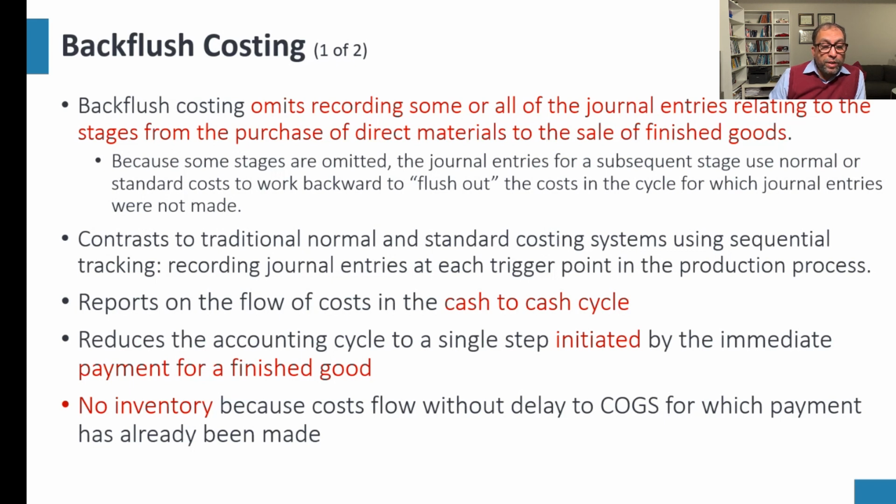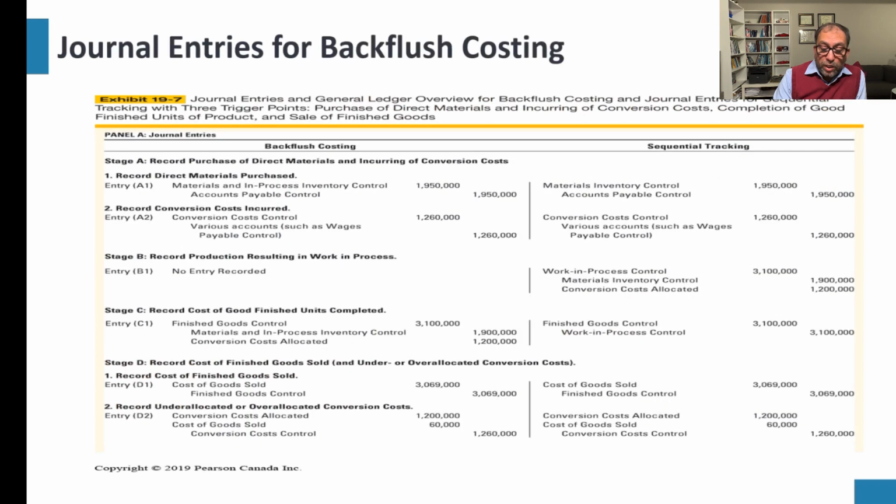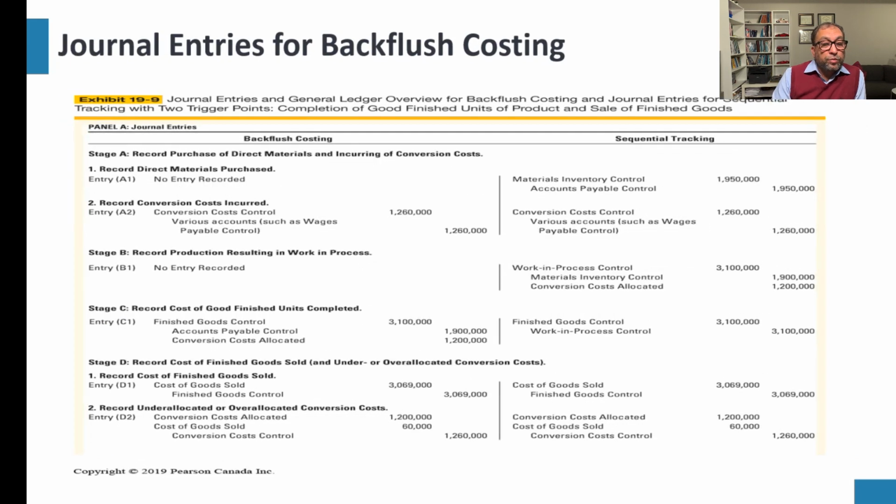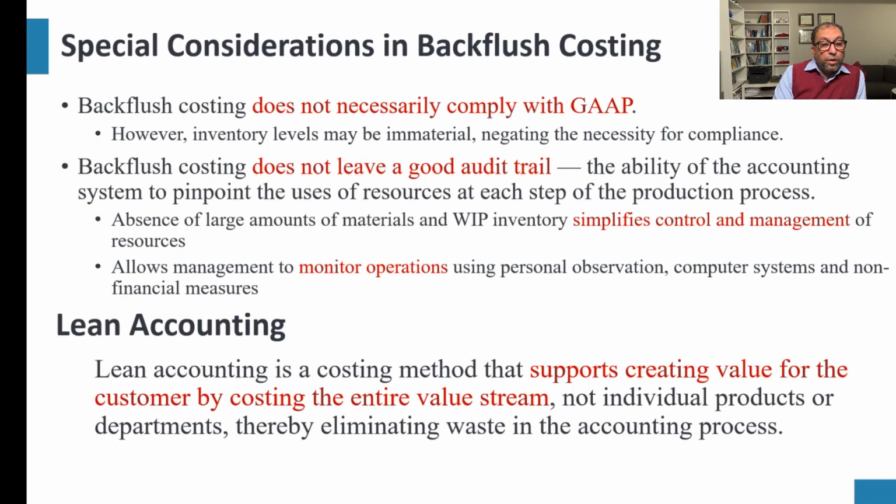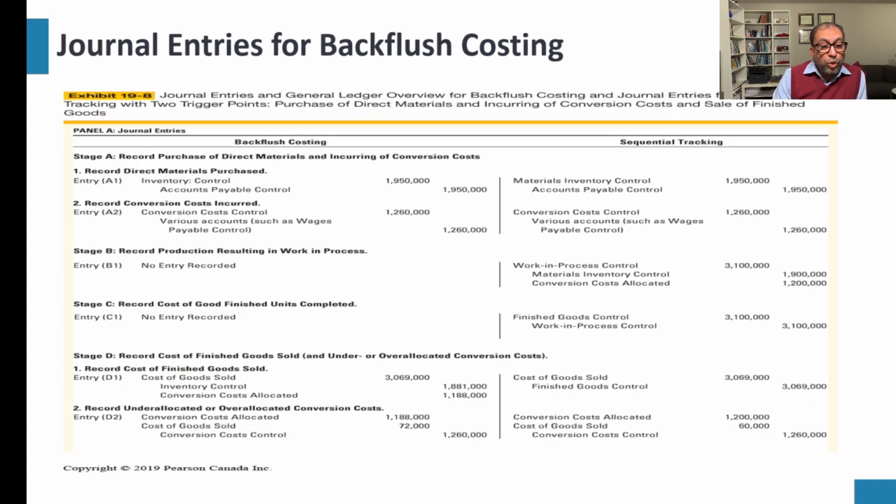No inventory because cost flows without delay to COGS, cost of goods sold, for which payment has already been made. So, journal entries for backflush costing. This table represents the journal entries for backflush costing, and you can go over this.